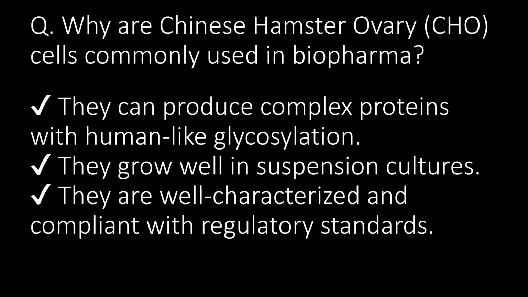Very important question: why are Chinese hamster ovary, that is CHO cells, commonly used in biopharma? They can produce complex proteins with human like glycosylation. They grow well in suspension cultures and they are well characterized and compliant with regulatory standards.